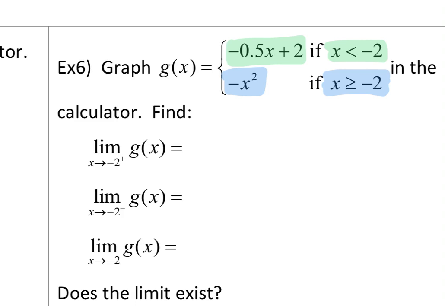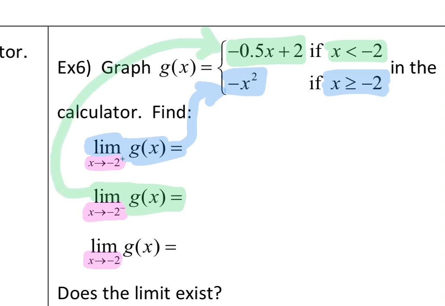And so here we are looking at the limit as x goes to -2 from the right, the limit as x goes to -2 from the left, and the limit as x goes to -2, not from the right or the left, but the limit just in general. And so what I want to do here, be careful of the colors, because the limit from the right is the second equation, and the limit from the left is the first equation. So just make sure you understand which equation you're using for which.